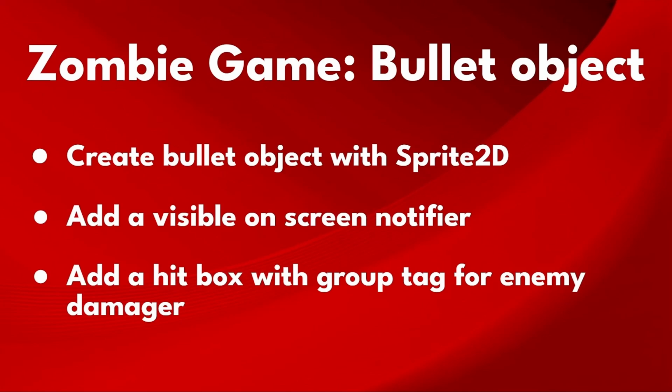All right, so in this section, we're going to create the bullet object. We're going to start off creating the bullet object with a Sprite2D. Then we're going to add a visible on-screen notifier. Then after that, we're going to add a hitbox with a group tag for enemy damager. Let's go ahead, jump right in, and get started.